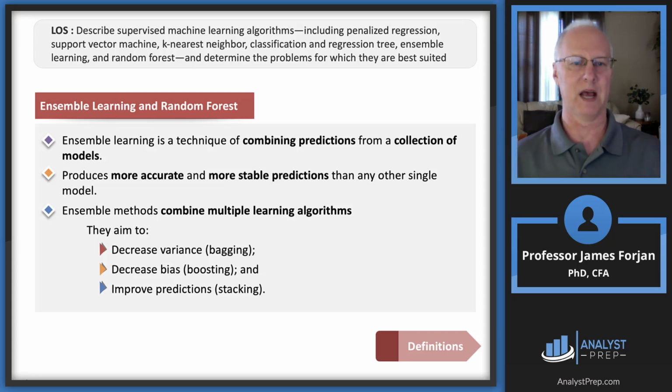Look at that second diamond point. It produces more accurate and more stable predictions than any single model. And that ought to make sense, right? Combine multiple learning algorithms. So we want to decrease the variance. That's called bagging. We want to decrease the bias. Remember, we had that one slide where we had the robust model in the middle, and the underfitting and overfitting on the right and left. That's called boosting, decreasing bias. And then improved predictions, and that is called stacking.